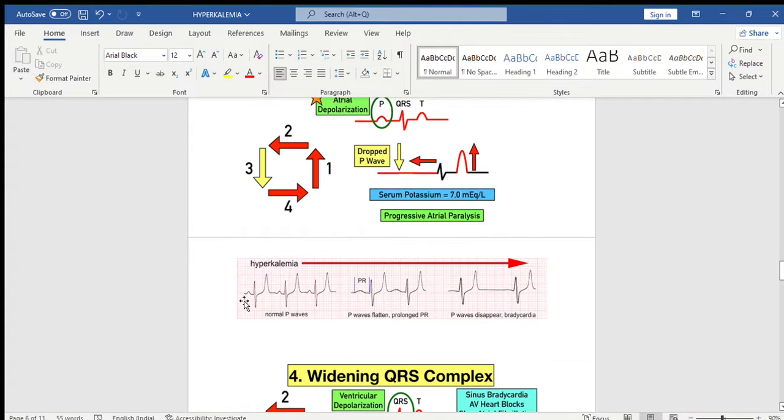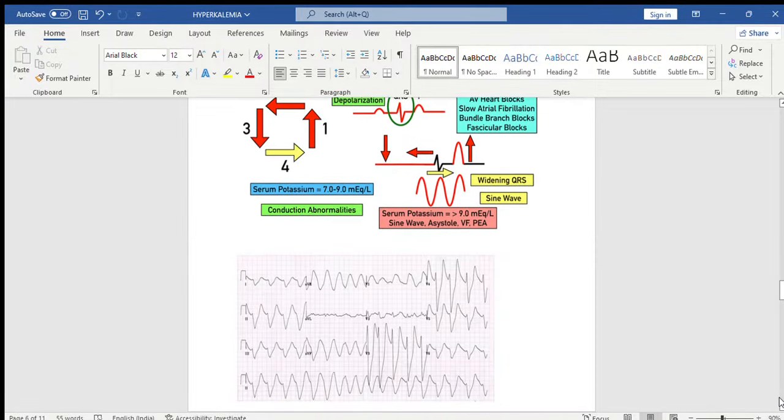So look at this ECG. This is a normal P over here, a P over here. This is the PR complex, where there is prolonging of the PR interval, and gradually you can see that the P wave has disappeared completely, and that's why such patients present with bradycardia, right?